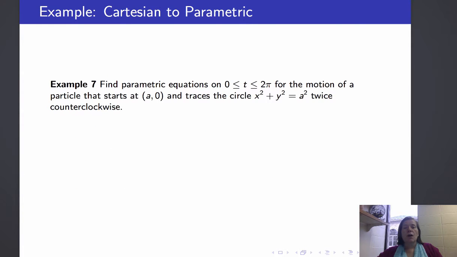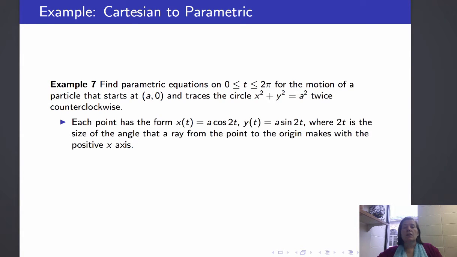Now suppose I want parametric equations describing the motion of a particle that starts at (a, 0) and runs around the circle x squared plus y squared equals a squared twice in a counterclockwise direction, and it does that in the time interval between t equals 0 and 2 pi. And a here is not specified, but it could be 2, could be 3, could be 1.